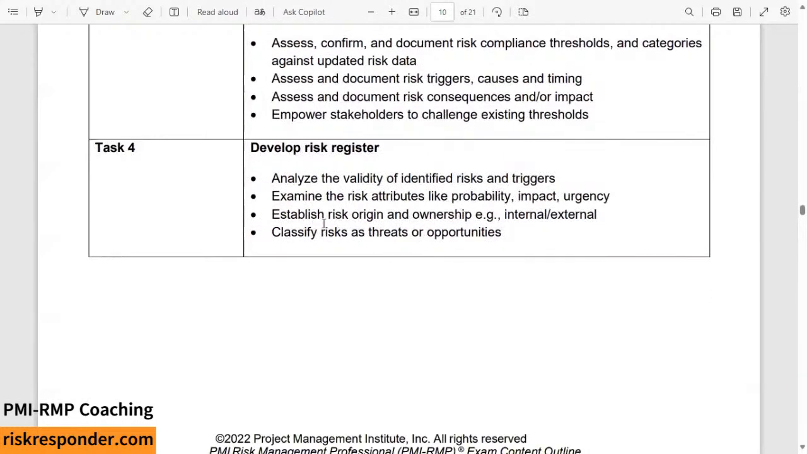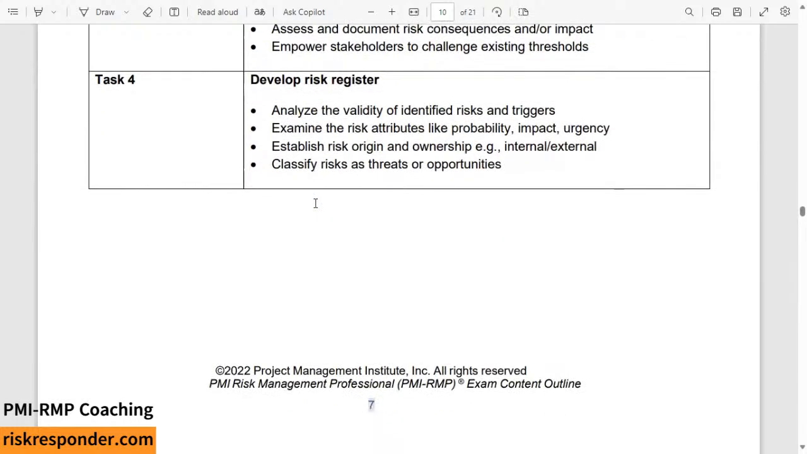You want to develop the risk register, like I said, based on the CRE model. So many things need to be here. You've got to analyze the validity of identified risks. You've got to do a qualitative risk analysis. You've got to do risk response planning, but you want to bring the stakeholders along for the ride. And then you've got to decide where the risk is coming from, the cause of the risk, who the owner of the risk is, what the impact of the risk is, and so on and so forth.